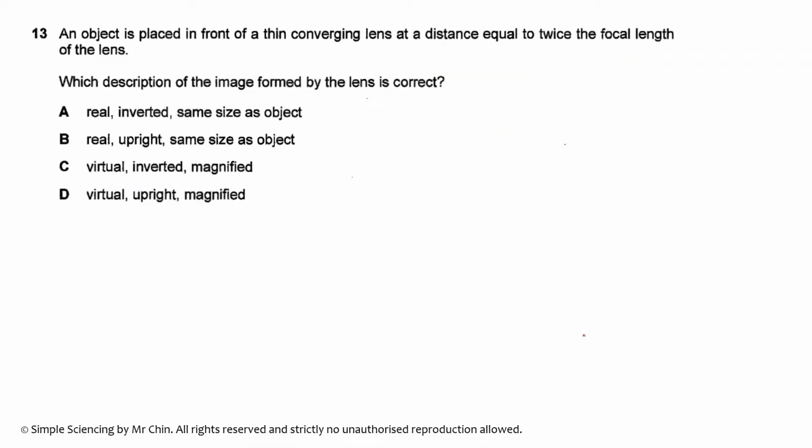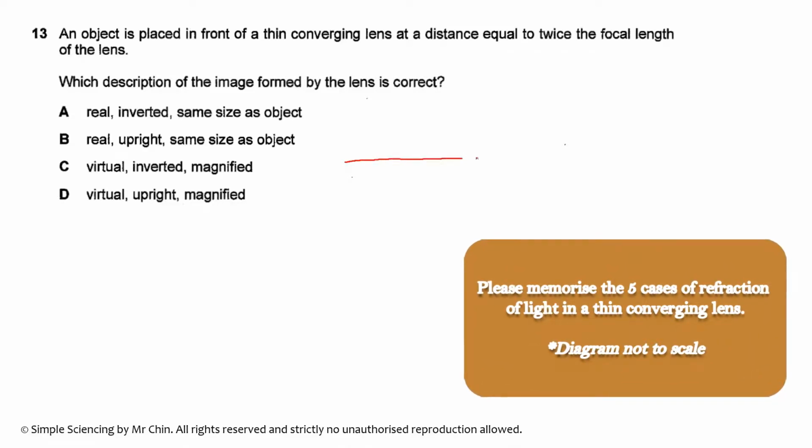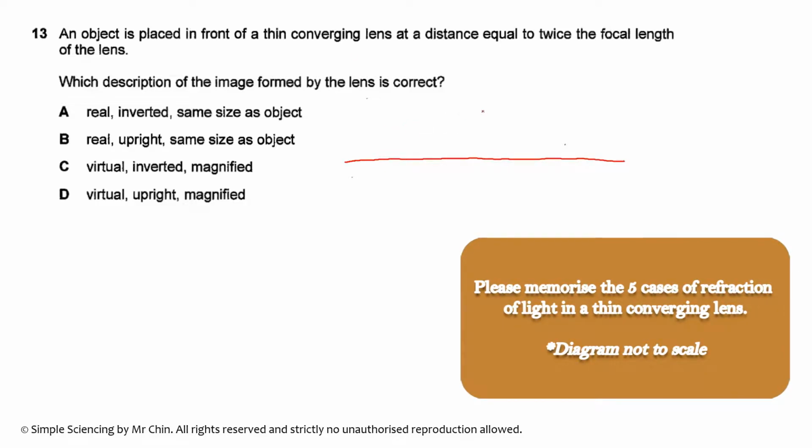Question 13. An object is placed in front of a thin converging lens at a distance equal to twice the focal length of the lens. Which description of the image formed by the lens is correct? Okay, so firstly, to help you visualize, I'm going to draw this diagram out. However, by answering this question, you are supposed to memorize the 5 cases of light being converged by the thin converging lens. So, to help you understand, I will draw out the light ray diagram with the thin converging lens.